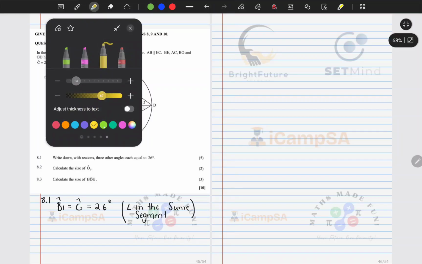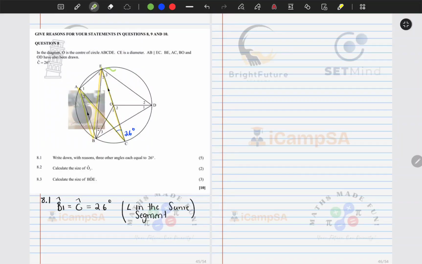What you should be able to see is another angle. If you observe carefully, there's an angle which is E2. So you will see that actually E2 is the same as B1, which we found is 26. And the reason why E2 is B1 is because, if you look carefully, there's a Z here. So the reason why these are equal is alternating angles. So we're looking at alternating angles, okay?